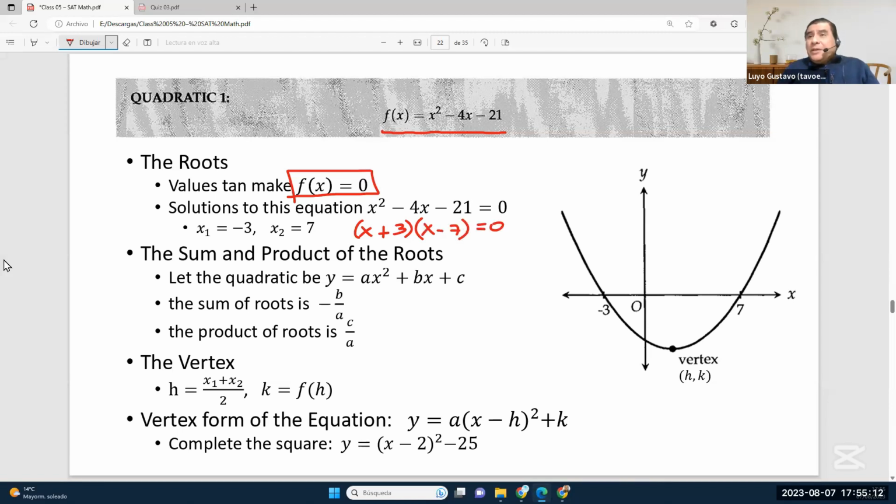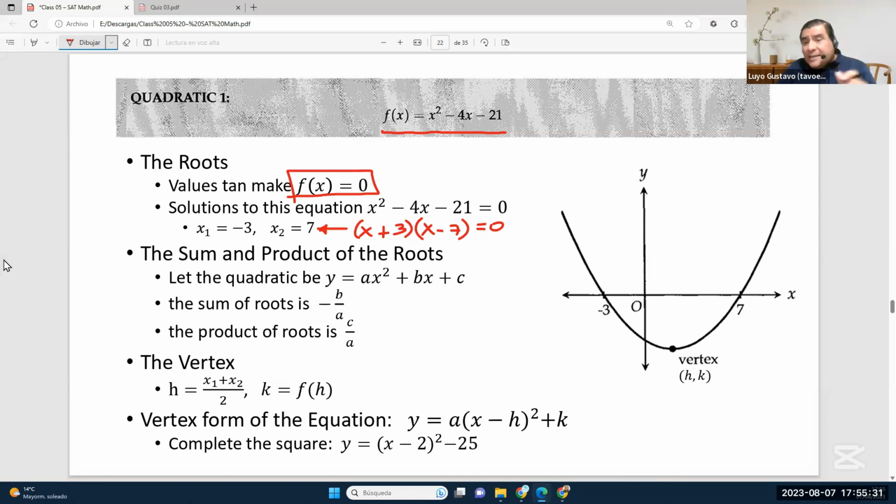Negative 7 plus 3 equals negative 4. 3 times negative 7 equals negative 21. So this is a correct factorization, and from equating each of the factors to 0, you get the 2 solutions, the 2 roots. How do we calculate the sum and the product of the roots?